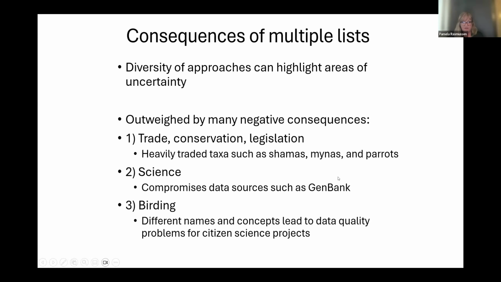And again, Marshall's going to talk more about this, but GenBank is an example of a very important resource that has lots and lots of problems with data quality, partly due to taxonomic uncertainty. And then, of course, for birding, which affects many of our audience, I'm sure. You've probably been on birding tours where there was argument over whether something's a species or not, whether you needed to try to see it or not, or sometimes knowing how to enter into eBird, et cetera, or iNaturalist can be a big problem if there's different names and concepts. And again, Marshall's going to talk more about that.